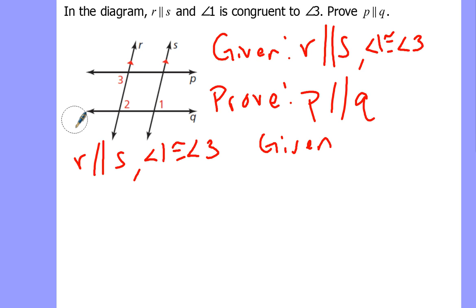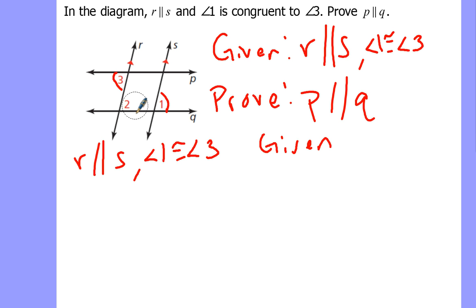In this particular case, we are given that R is parallel to S, and we are given that angle 1 is congruent to angle 3. Prove that P is parallel to Q. So what is very tempting here at times is just to think, well, 2 and 3 are alternate interior angles. Well, duh, I can say that 2 is congruent to 3.